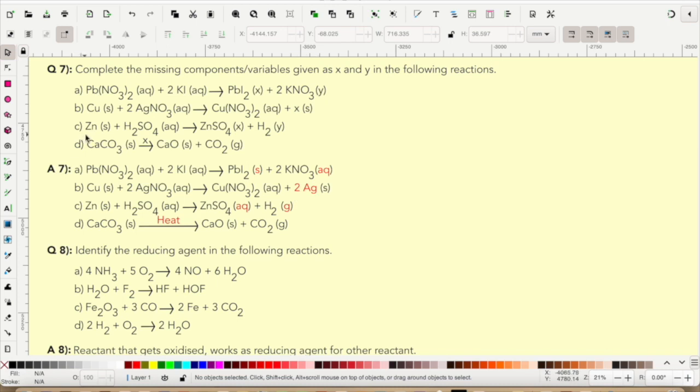Third reaction is ZnS plus H2SO4 aqueous makes ZnSO4 X plus H2 Y. Balanced chemical equation is given as ZnS plus H2SO4 aqueous makes ZnSO4 aqueous plus H2 gas. So in place of X, AQ will be written. In place of Y, G will be written. Last reaction, CaCO3 S, X above the arrow, CaO S plus CO2 G. We know that when CaCO3 is heated, it makes CaO solid plus CO2 gas. So in place of X, heat will be written.